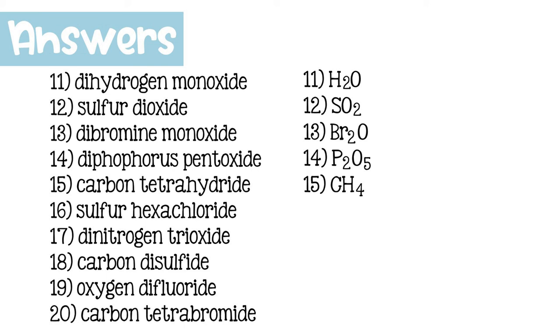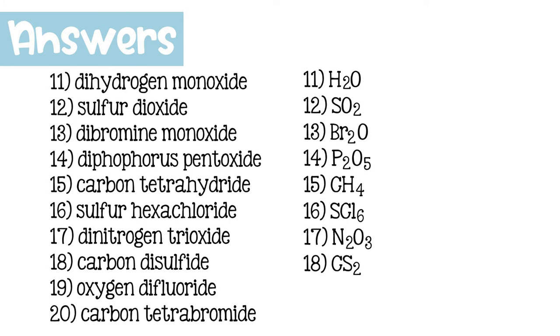Number 16 is sulfur hexachloride. Sulfur is S. Hexachloride means 6 chlorines, so SCl6. Now we look at 17, dinitrogen trioxide. Dinitrogen, 2 nitrogens, trioxide, 3 oxygens, N2O3. Number 18 is carbon disulfide. No prefix means it's just C, and disulfide means 2 sulfurs, or S2. So our final answer is CS2.